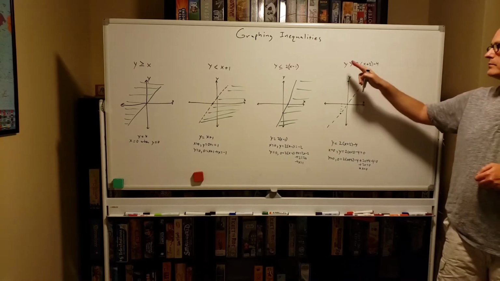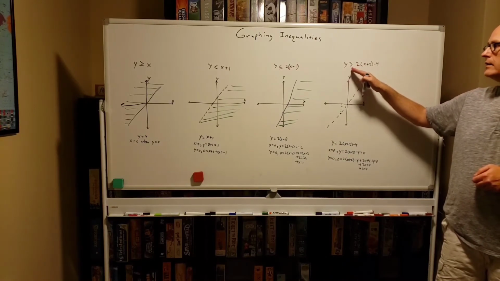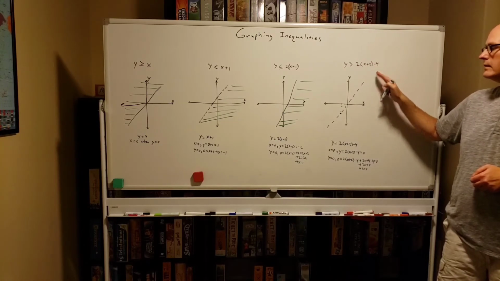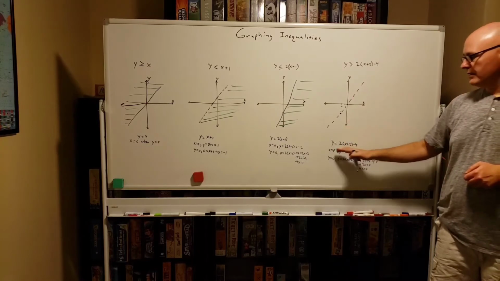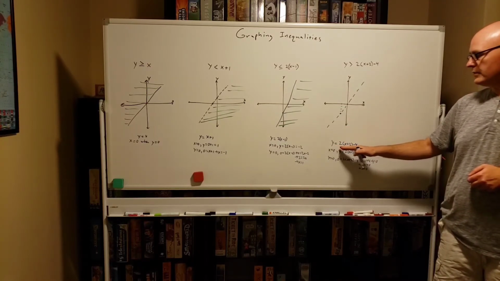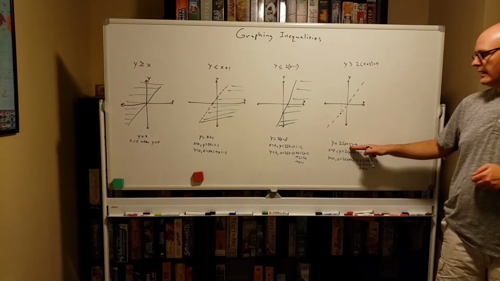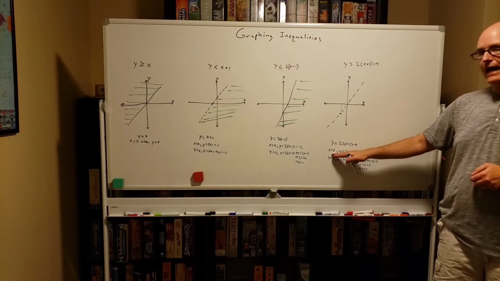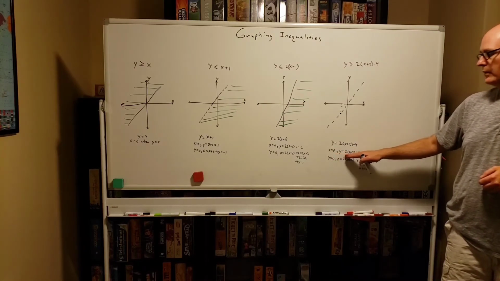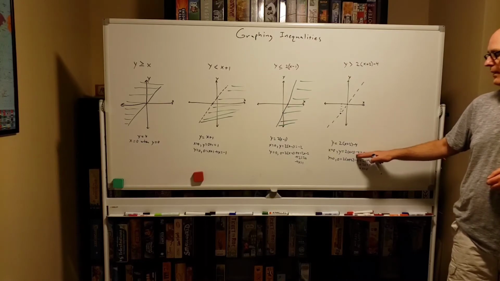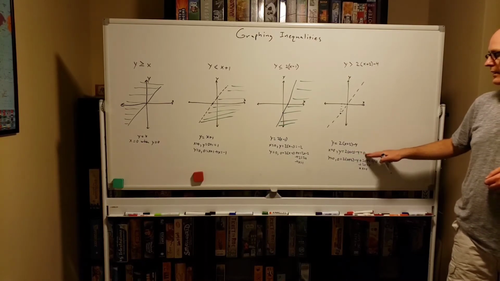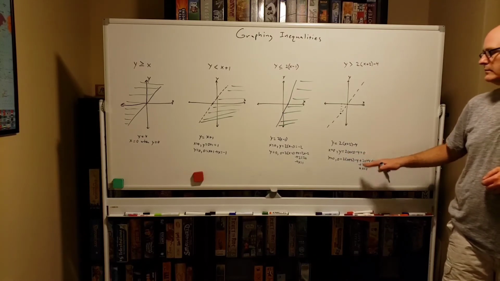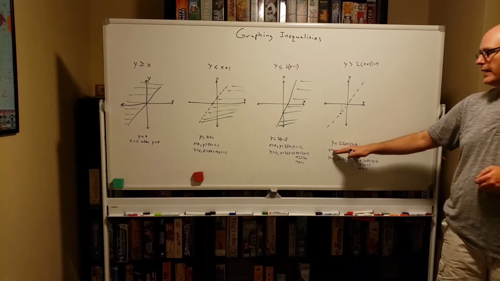So let's do this example. Y is greater than 2 times the quantity of x plus 2, minus 4. So if I were to graph this, let's look at y is equal to 2 times the quantity of x plus 2, minus 4. If x equals 0, y equals 2 times the quantity of 0 plus 2, minus 4. That's equal to 0, right? So 2 times 2 is 4. 4 minus 4 is 0. So therefore, the y-intercept is 0.